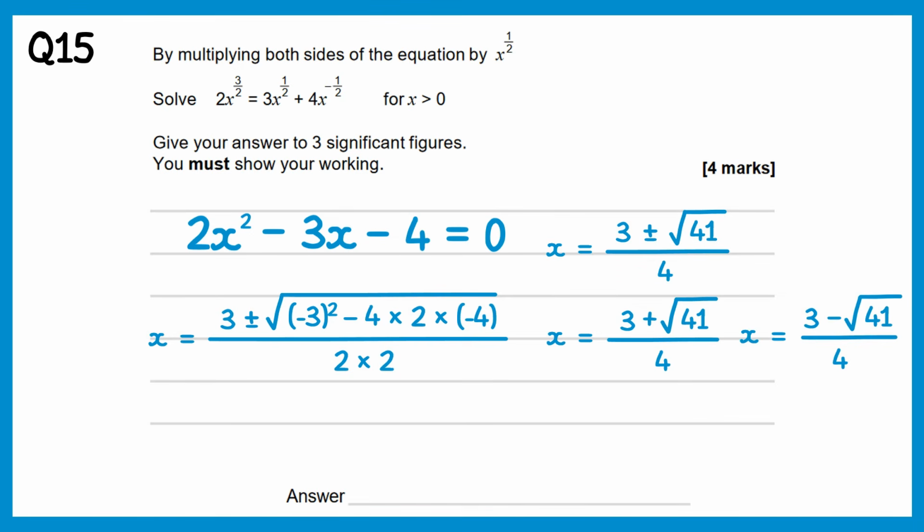You'll need a calculator for this one, so if you type both of those in, you'll get these two solutions. x equals 2.35, and x equals negative 8.51. Remember, the question asked you for 3 significant figures. The question also said for x is greater than 0, so we need to lose this negative solution. So the only solution to this question is x equals 2.35.